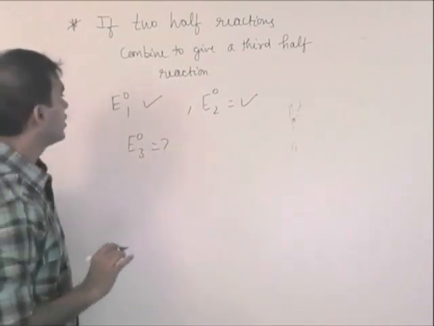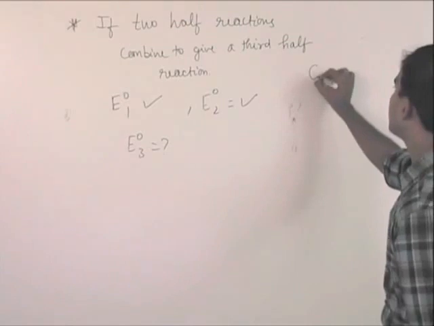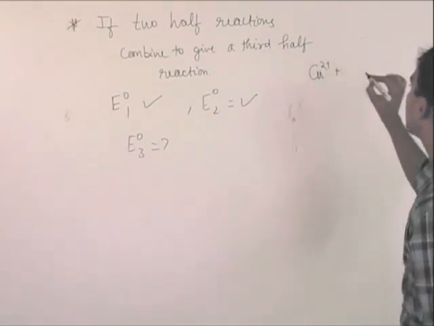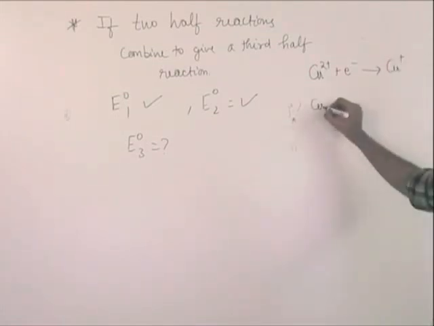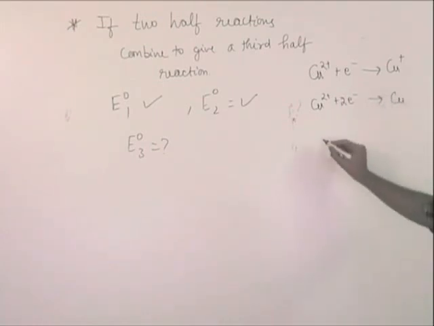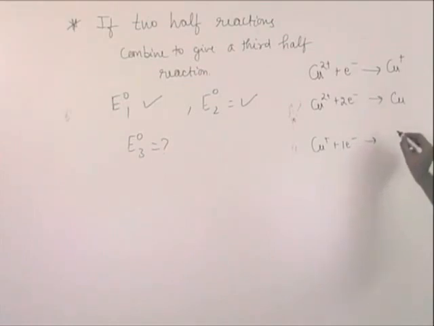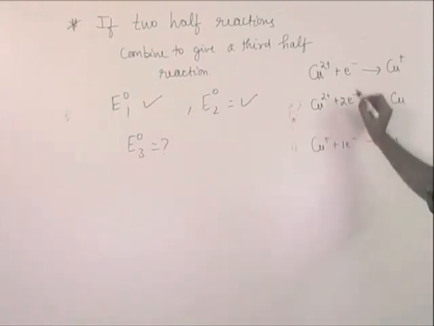For example, let us say copper 2 plus plus electron gives copper 1 plus, copper 2 plus plus 2 electrons gives copper, and the third is copper 1 plus plus electron gives copper. Fine? So these all are half reactions? Yes or no? How can we say these are half reactions? Every reaction is having electrons.